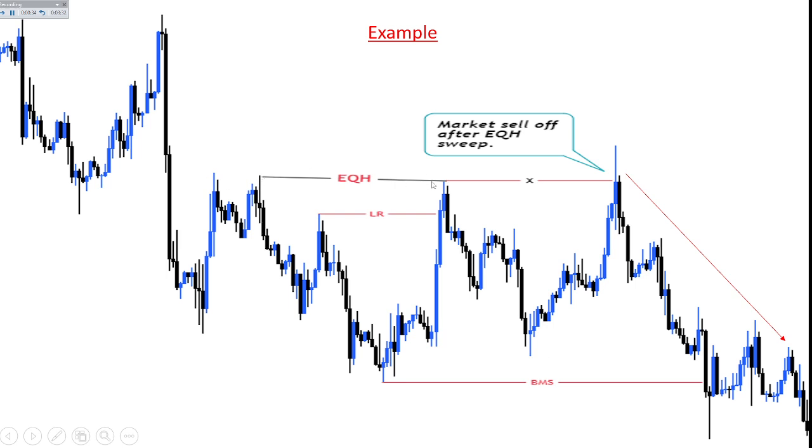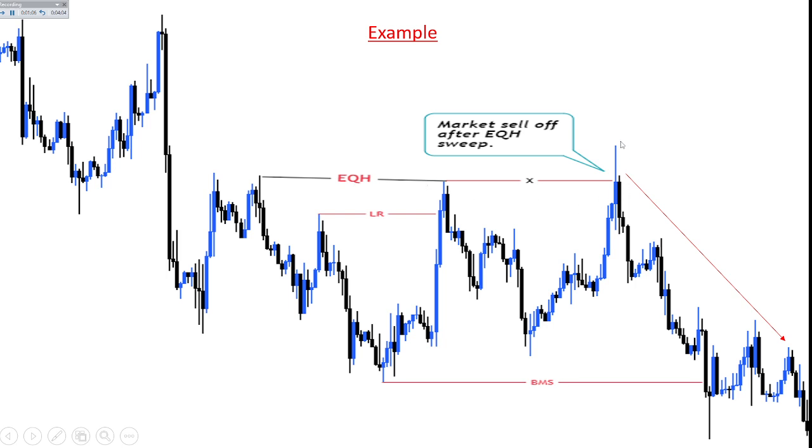When it formed this equal high, it was also acting as a resistance: first, second, third, fourth touch. When you have this touch right here, that is an equal high. Price attempted to move to the downside after taking this low, but it couldn't. As a result, price moved to the upside and needed this liquidity to be taken out, and price pushed to the downside after taking out this equal high here.